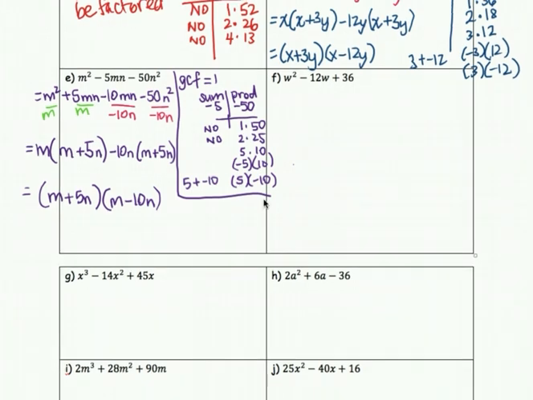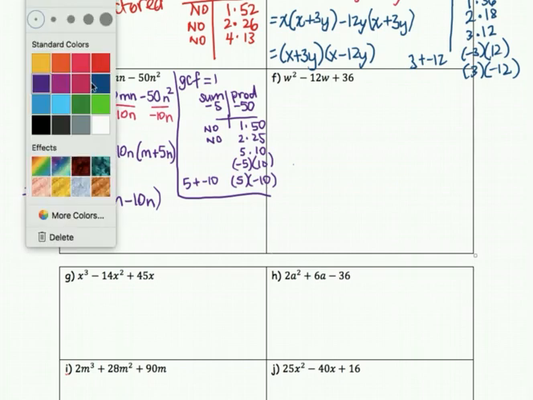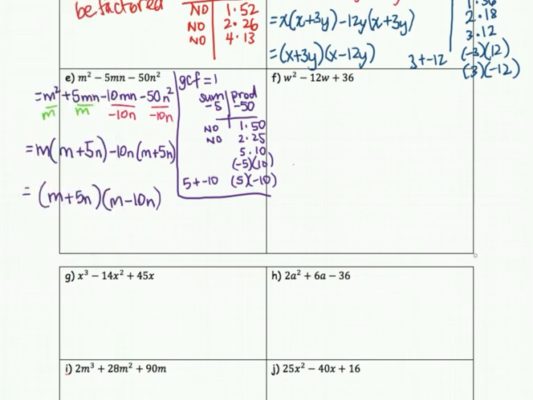On to F. So again, can you think of a couple factors that would work here, where we multiply to 36 and add to negative 12? You know what, I'm going to try the guess and check method here.